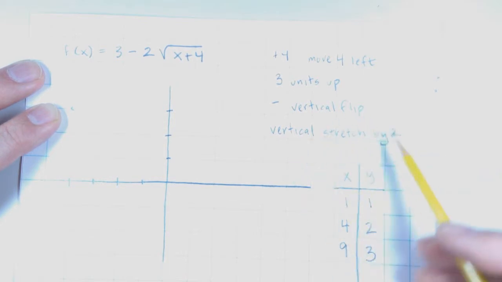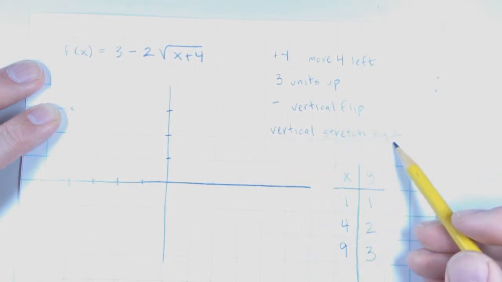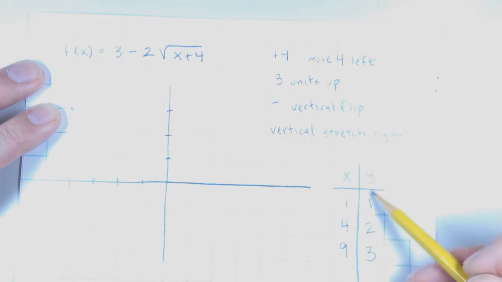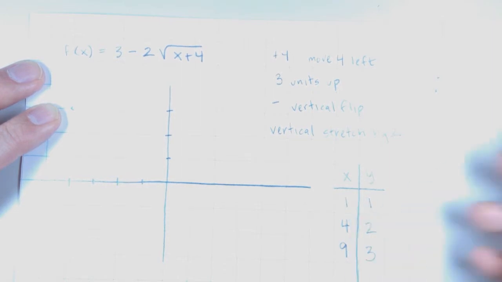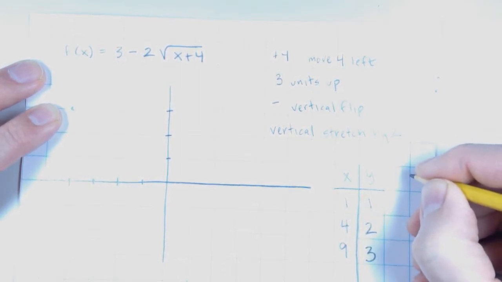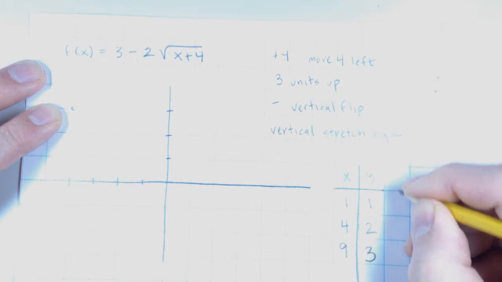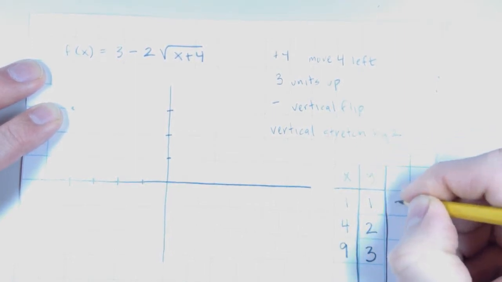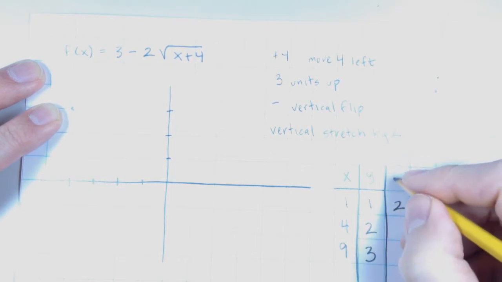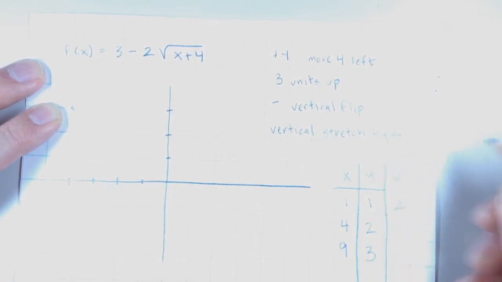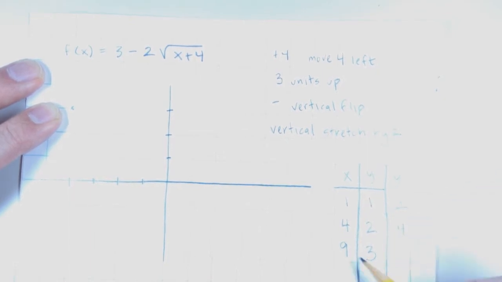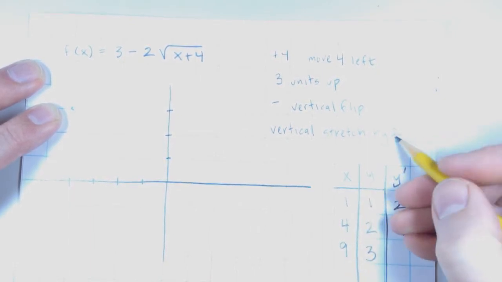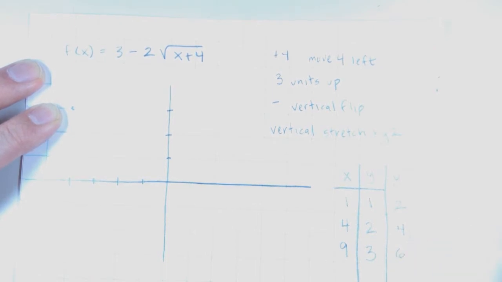But our function is doing a vertical stretch by a factor of 2, and so it's doubling the height of those locations. So instead of only being up 1 when I go over 1, it's going to be double that. So it's going to be at 2. And I'll mark that with a y prime to show that it's my new y location. And instead of the square root of 4, 2, I'm going to double that 2 and have 4. And instead of the square root of 9, 3, I'm going to double that. I'm going to have 6.